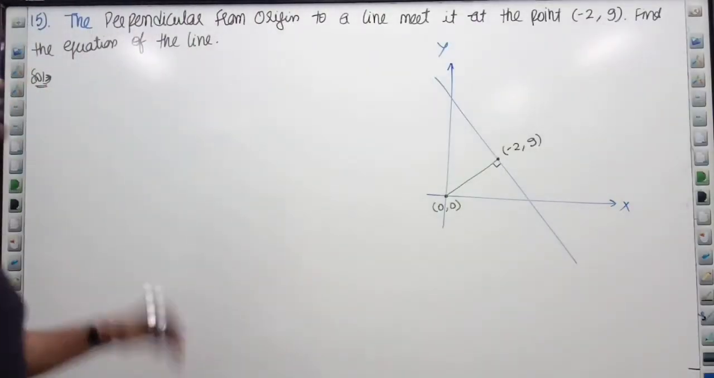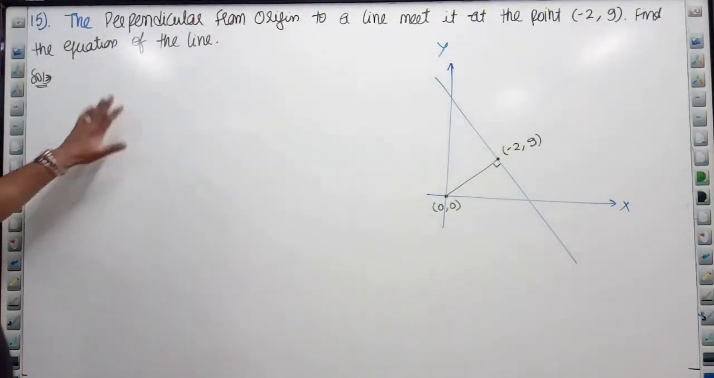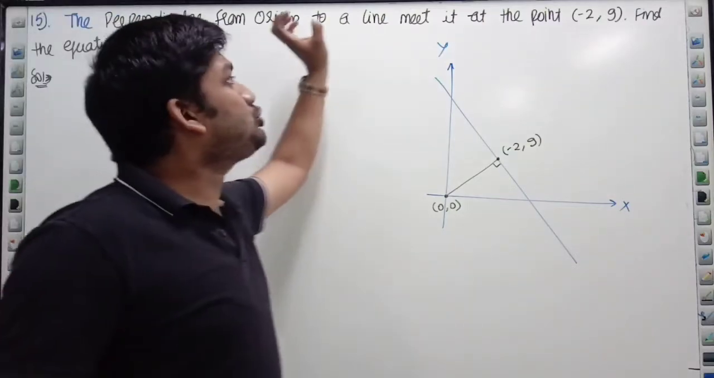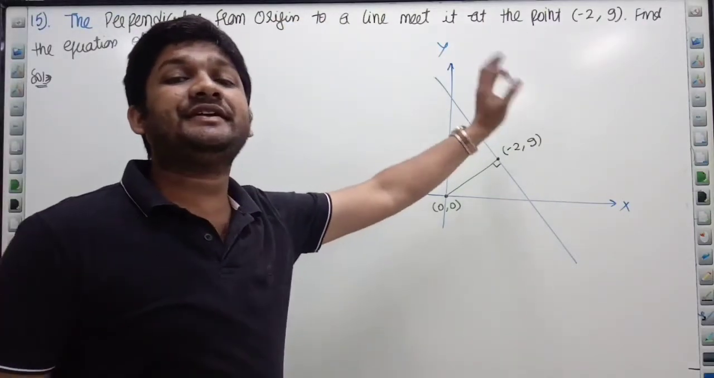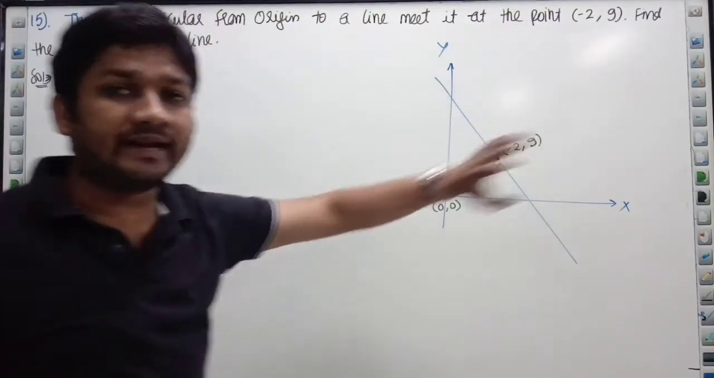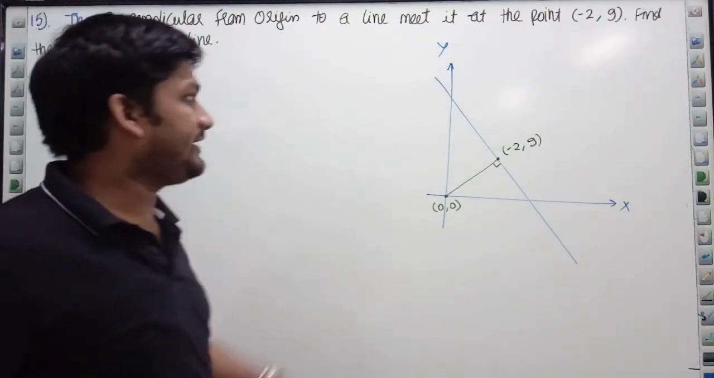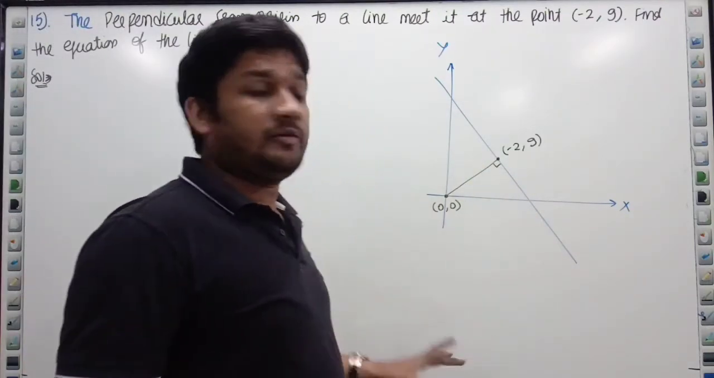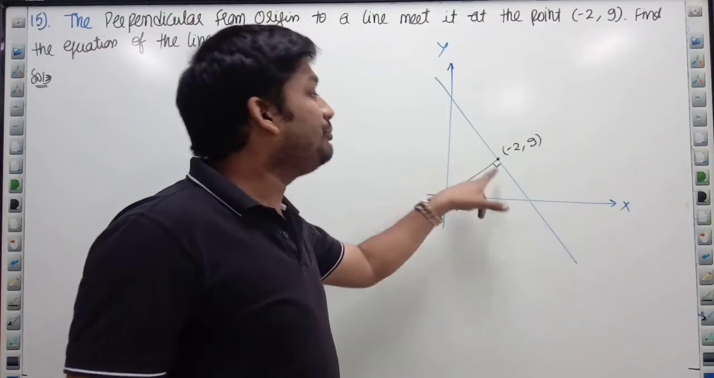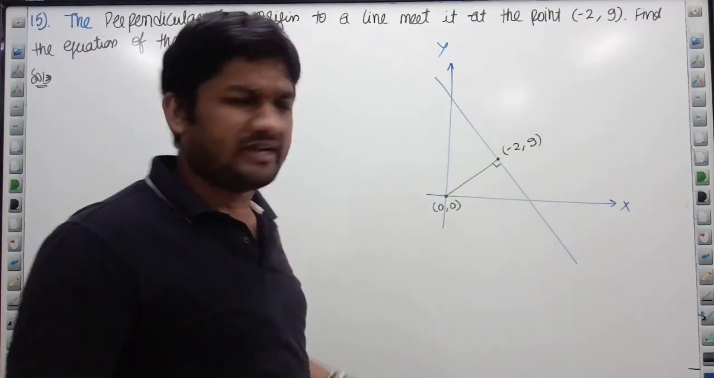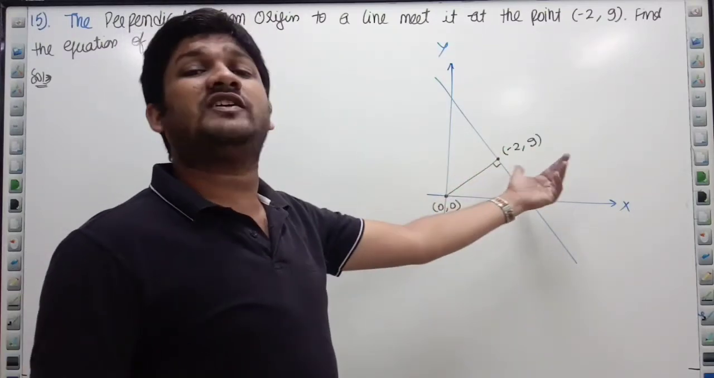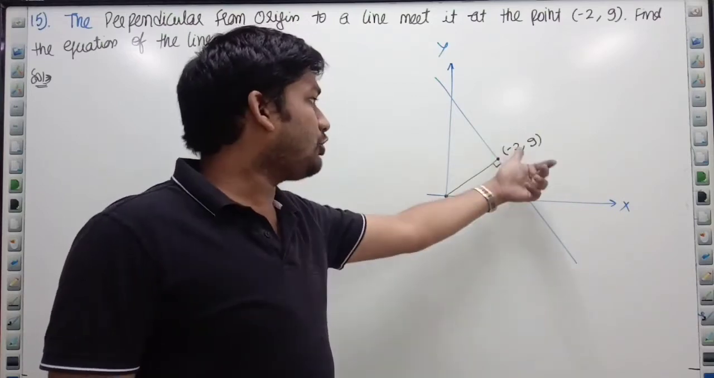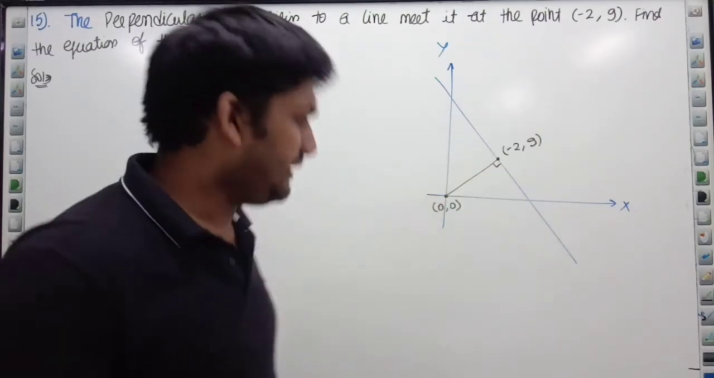Now next question, question number 15: the perpendicular from the origin to a line meets it at (minus 2, 9). Find the equation of the line. Means the line perpendicular from the origin meets it at (minus 2, 9). This is a rough diagram. Don't think, sir, in the first quadrant, that x cannot be minus 2. This is a rough diagram only.